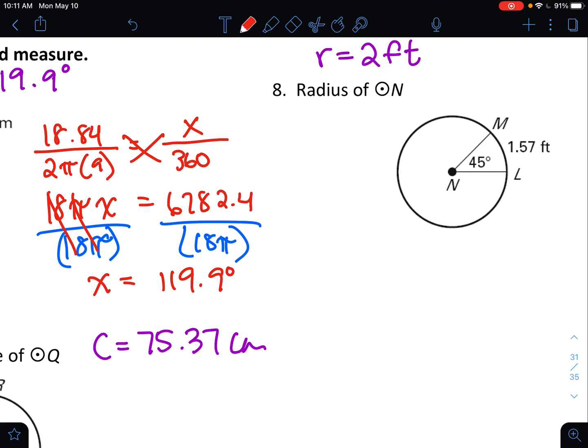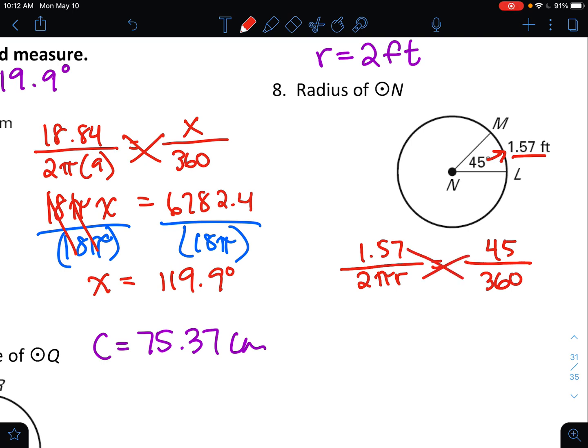Okay, number 8. So I need arc length, which is in terms of feet here. So 1.57 over total circumference, which I need the radius. So it's going to be the formula 2 times pi times r. So I need degrees over here. So 45 does match this length. So 45 over 360. Okay, cross multiply here. So on the 2 pi r, I'm going to do 2 times 45, which is 90. So I'm going to write that as 90 pi times r.